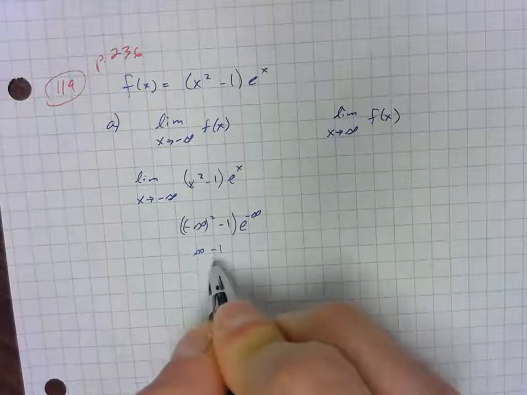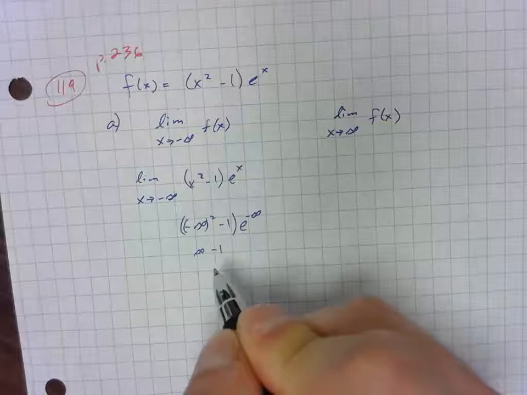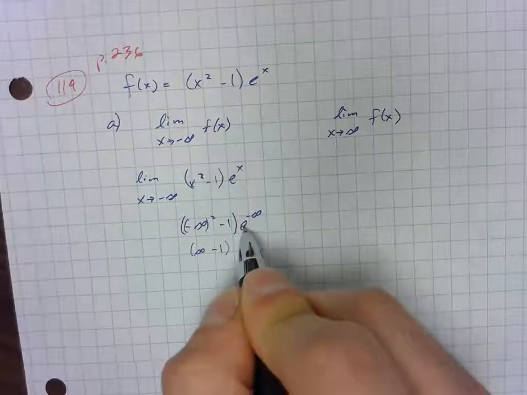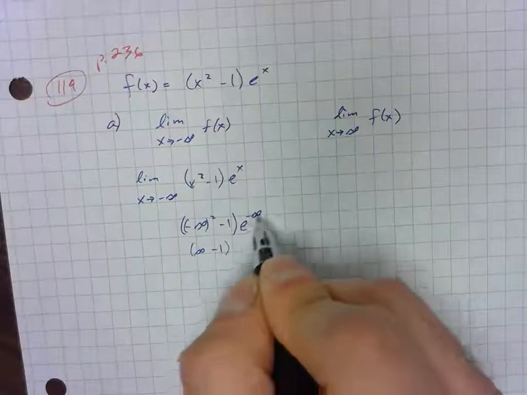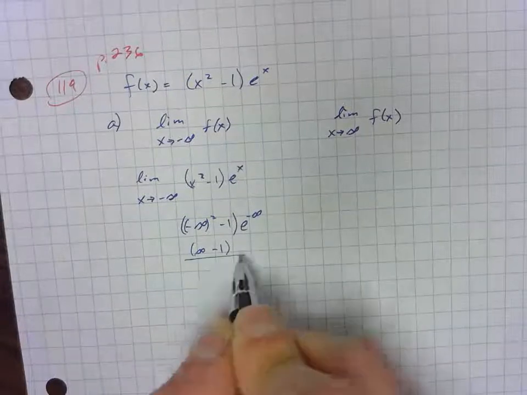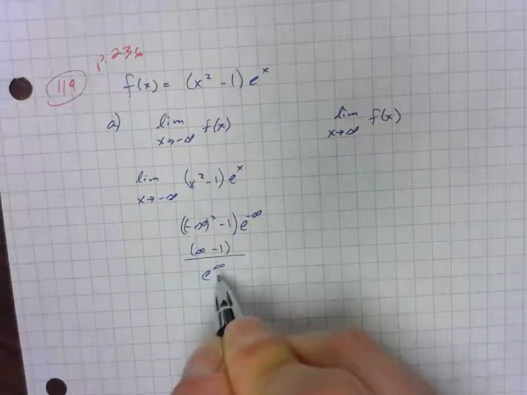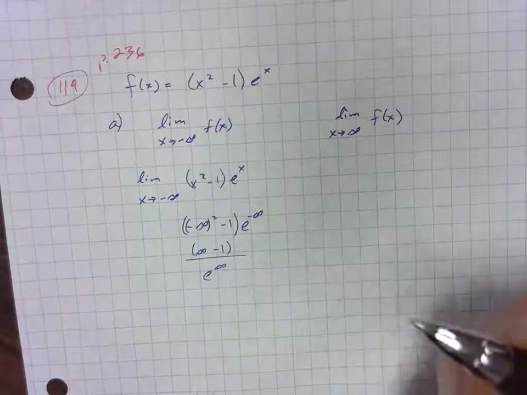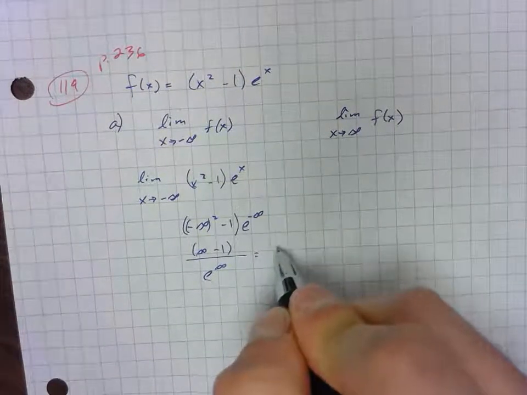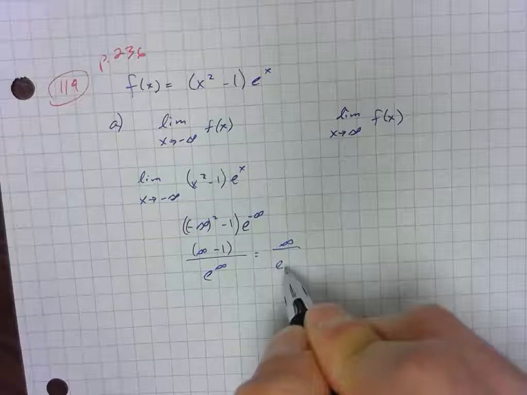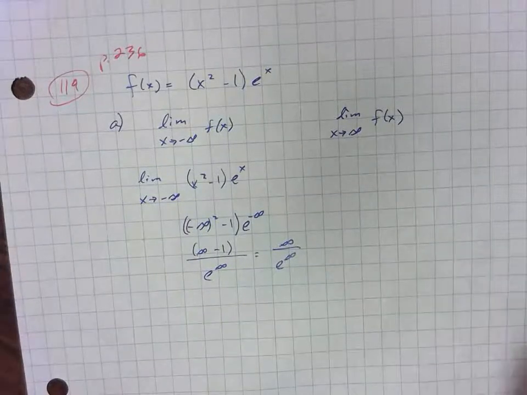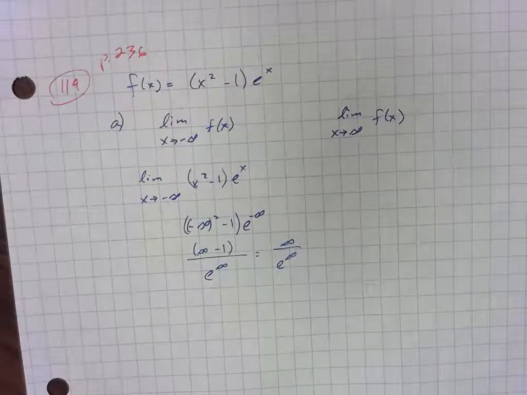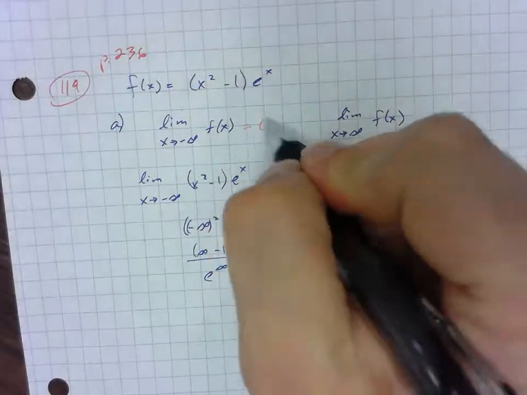Well, that minus 1 is negligible because infinity is so big that the minus 1 doesn't mean anything. So infinity minus 1 times e to the negative infinity. Instead of writing that like that, I'm going to write it like this: e to the infinity power, but all that in the denominator. We can do that, right, with the negative exponent. So what this becomes is infinity over e to the power of infinity. Now the final answer for this portion is 0.